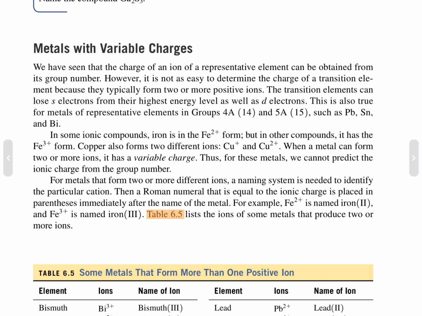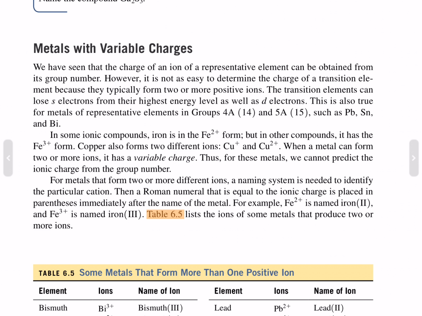Metals with various charges. We have seen that the charge of an ion of a representative element can be obtained from its group number. However, it's not as easy to determine the charge of a transition element because they typically form two or more positive ions. The transition elements can lose s electrons from their highest energy level as well as d electrons. This is also true for metals of representative groups 4A and 5A, such as lead, tin, and bismuth.